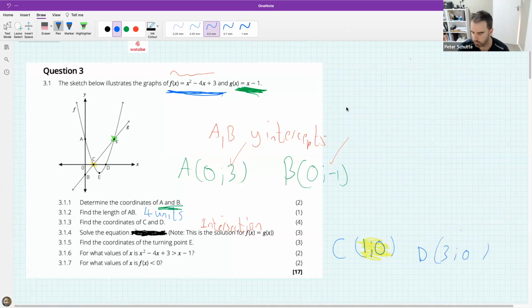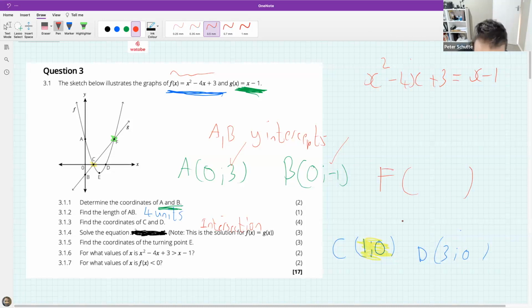Let's have a look in the chat here. Equate the functions to each other. Yes. So if you want to find an intersection point, all you do is equate the two functions. And in this case, you'll have x squared minus 4x plus 3 equal to x minus 1. Mesh says solve simultaneously. You're absolutely correct, Mesh. You're absolutely spot on.